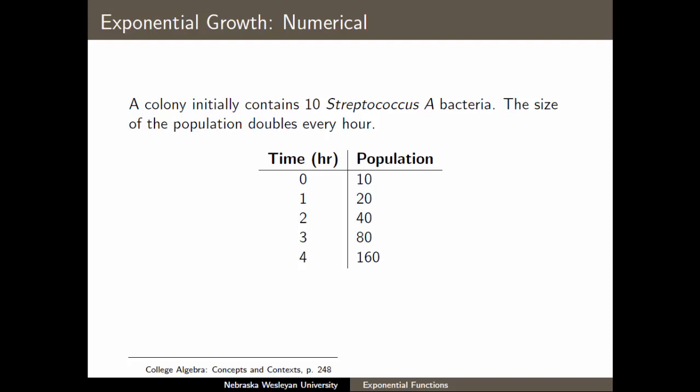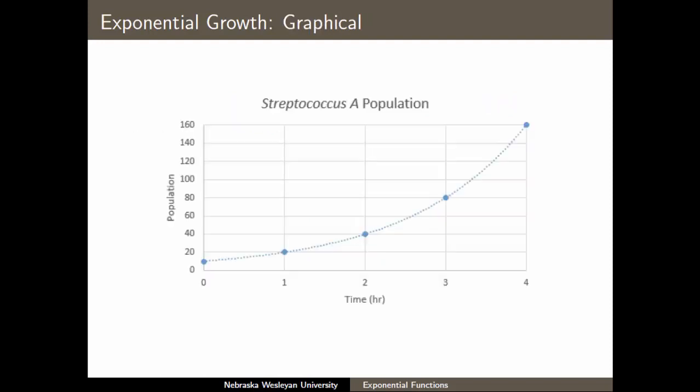We'll talk more about this later, but the fact that we're multiplying at each step rather than adding is a hint that an exponential model is much better than a linear model. If we plot those points of data and connect them by a smooth curve, we see again that a linear model is not appropriate. There's relatively little change between hour 0 and hour 1, but there's pretty significant change between hour 3 and hour 4.